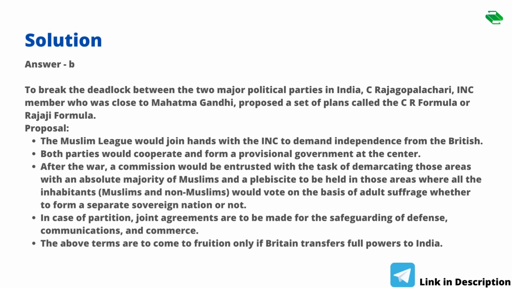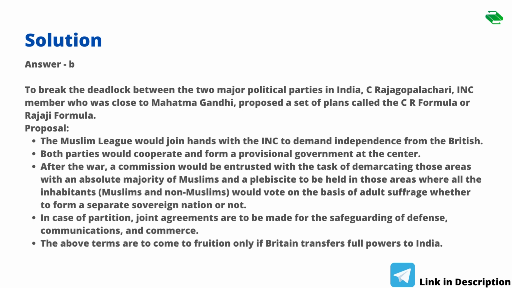Answer is B. To break the deadlock between the two major political parties in India, C. Rajagopalachari, Indian National Congress member, who was close to Mahatma Gandhi, proposed a set of plans called the CR Formula, or Rajaji Formula. Proposal was as follows. The Muslim League would join hands with the Indian National Congress to demand independence from the British. Both parties would cooperate and form a provisional government at the centre.